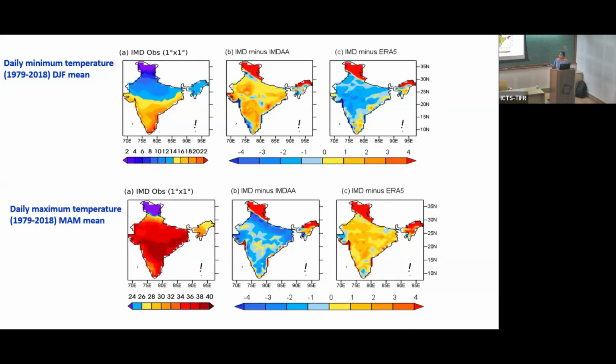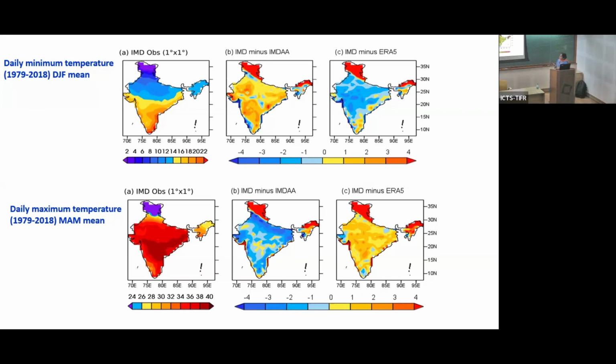Here, as I already mentioned, the IMD observation is available at 1 degree, so approximately 100 kilometers. So this is the IMD minus IMDA and IMD minus ERA5. Here we found a difference. This is the daily minimum temperature for December, January, February. And this is for March, April, May.